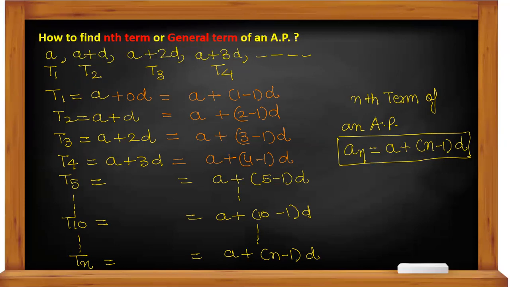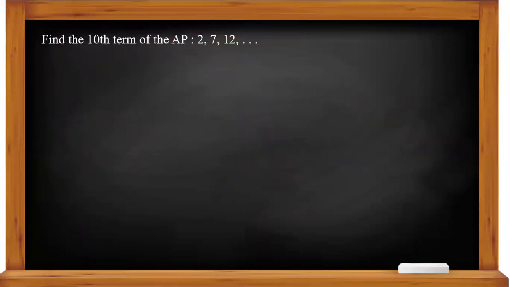Let us try to use this formula to solve some problems. In this question, find the 10th term of the AP 2, 7, 12. So in this AP, A is equal to 2. What is D? D is the common difference. Second term, that is 7, minus first term, that is 2, which is equal to 5. Now we want to find the 10th term. That means N is equal to 10.